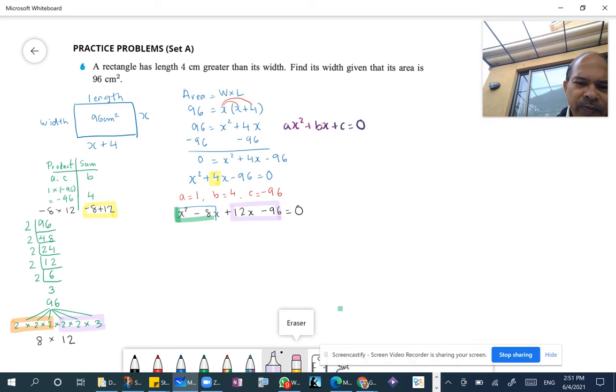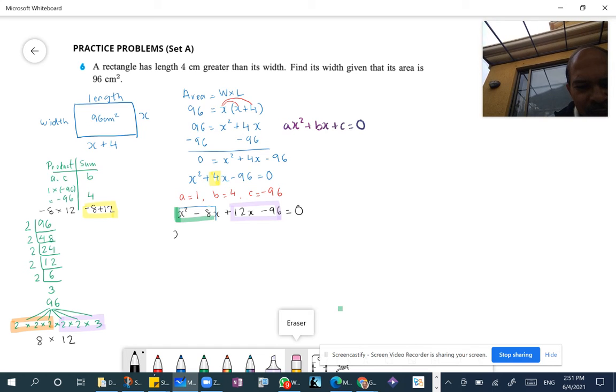And factorize these two. For the first two terms, the common factor is x. X multiplies x minus 8 to give x squared minus 8x. For the second two terms, the common factor is 12. 12 will multiply x and minus 8 to give 12x minus 96. And we retain the equal to 0. Now you'll notice here that we have x minus 8 as a common term on both sides.